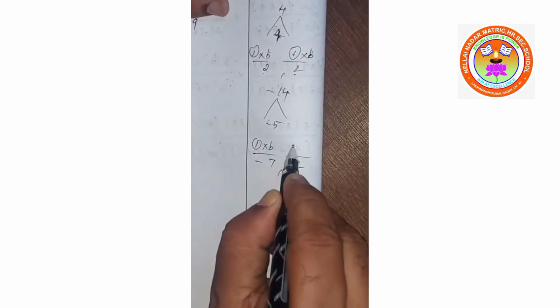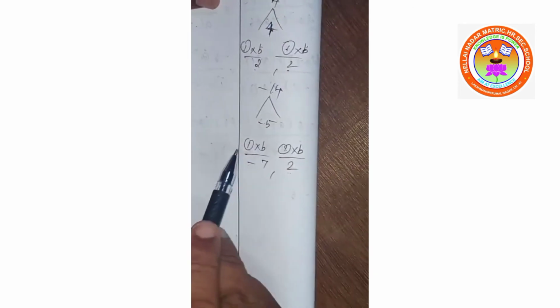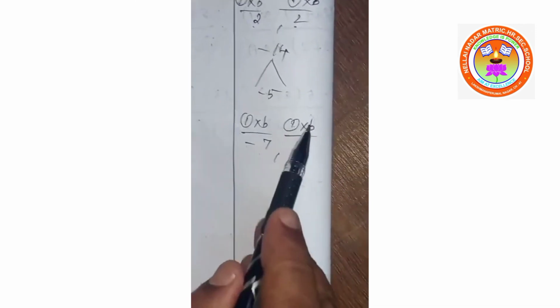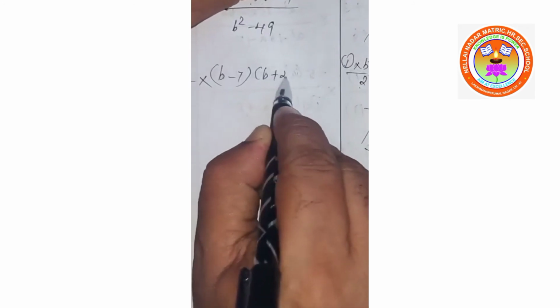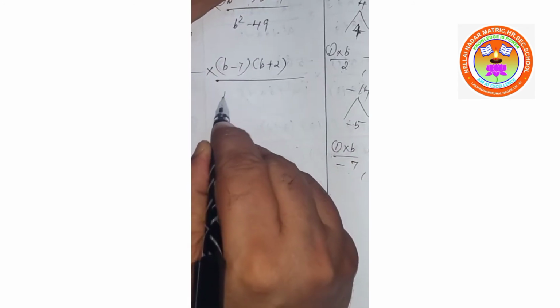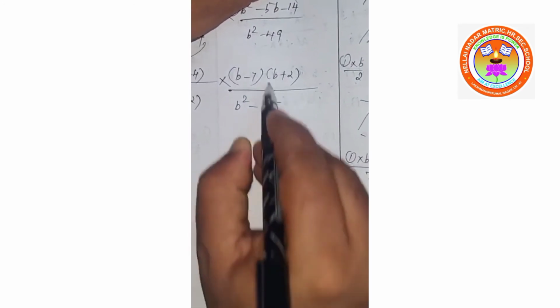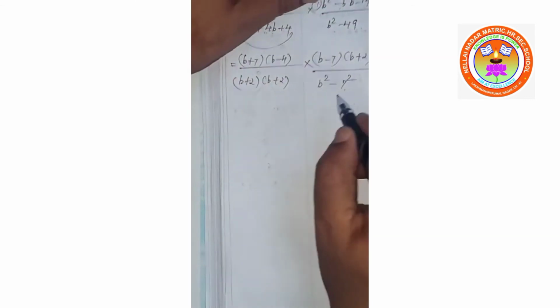Variable b, 1 into b. So 1 into b, b minus 7, 1 into b, b plus 2. b minus 7 into b plus 2. This one you can write as b squared minus 7 squared, because 49 can be written as 7 squared.